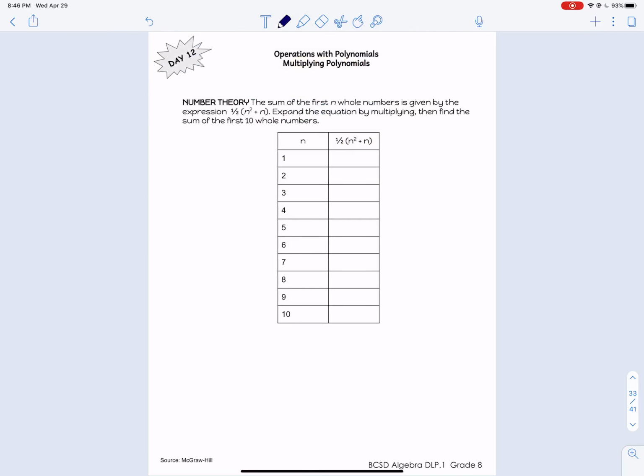Okay, so we have a table, and it looks like we have an expression here, 1/2 times n squared plus n. All right, and it says this expression is the sum of the first so many whole numbers. All right, so let's just see what this is. So the n's are given to us. We're going to start with 1.